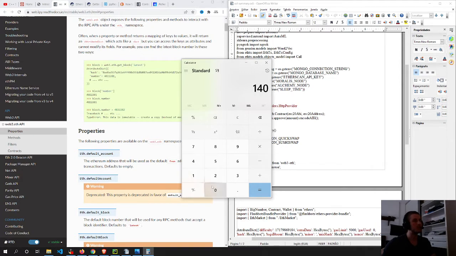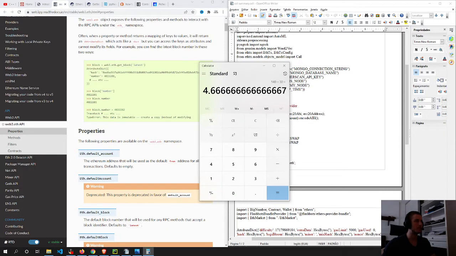So if you do 14 million divided by 100,000, it's gonna give you 140 days. Let's see. Let's make sure. Yeah, 140 days. This means that it's gonna take me around 5 months to get all the information from all the blocks. And if I do it with Alchemy and Infura every day, then obviously around 2 to 3 months.